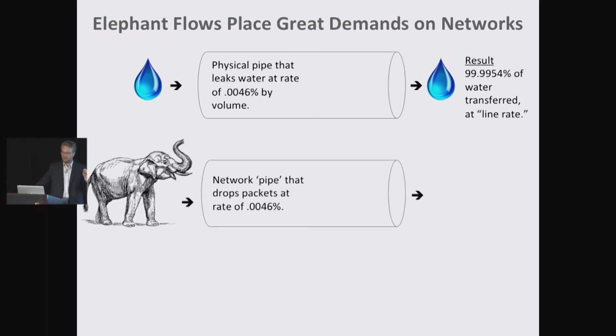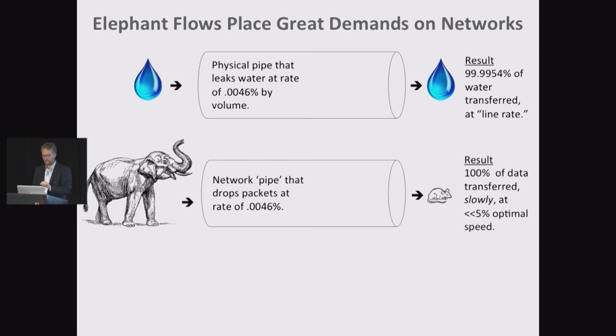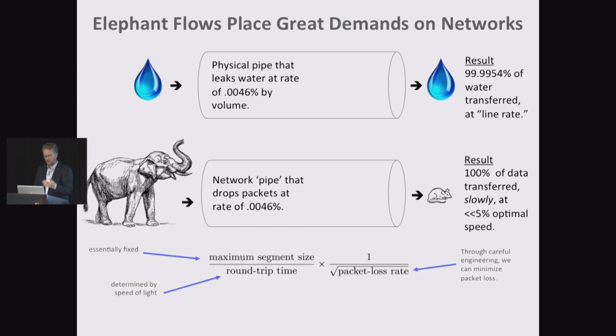If I have a network that has 0.0046% packet loss in it, I turn an elephant into a mouse. Now, the whole mouse gets through eventually, right? All the data will actually get there, but it gets there really, really slowly. Why does that happen? It turns out it's based on the governing dynamics of TCP, which is the reliable byte stream delivery protocol of the Internet Protocol Suite.